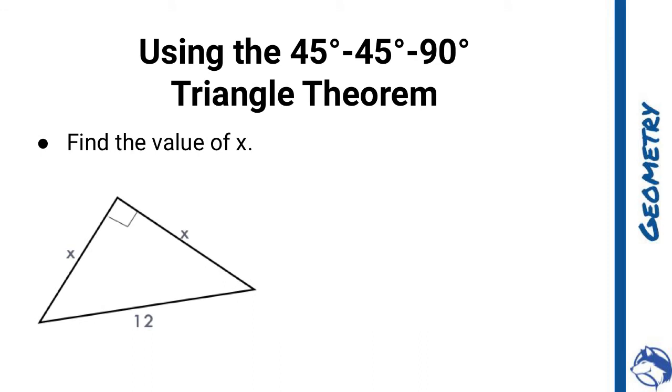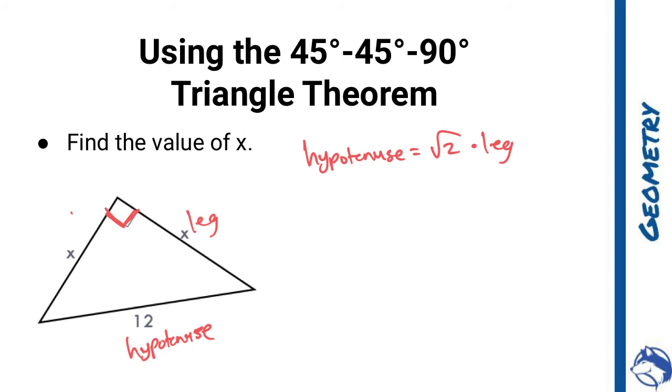Now the other situation, we kind of already covered it, is they're going to give you the hypotenuse. And remember, the hypotenuse is always the one that's across from that 90 degrees. So we're still using hypotenuse is equal to the square root of 2 times our leg. So these are both my legs, and this time our legs have the x value. So hypotenuse is 12, and this is square root of 2 times x, because our legs have the x value.